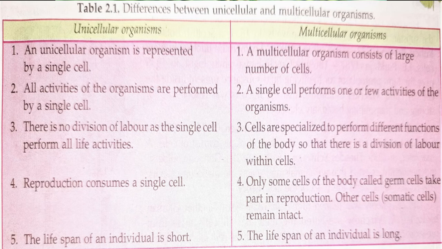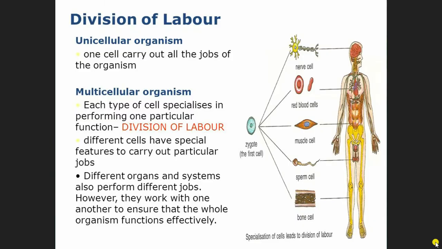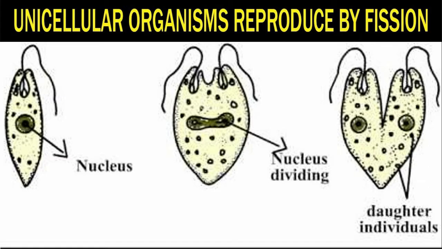In unicellular organisms, there is no division of labor as a single cell performs all the life activities, whereas in multicellular organisms, the cells are specialized to perform different functions of the body, so there is a division of labor within the cells. That means all the cells are specialized to do some special functions only. In unicellular organisms, reproduction involves a single cell. The single cell is able to multiply and increase in number, whereas in multicellular organisms, only some cells of the body, like the germ cells, take part in reproduction.